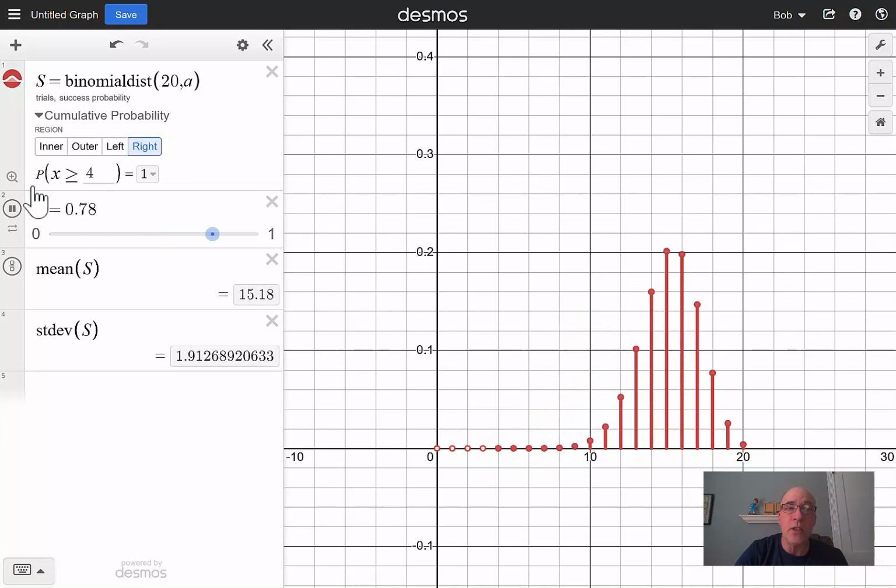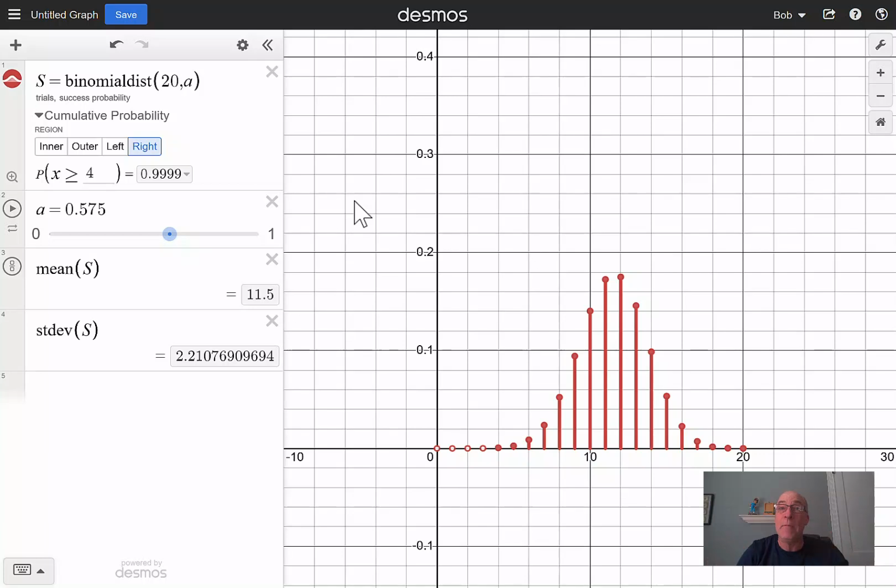You could also do this with the 20. You could change the sample sizes and investigate what happens when n times p is greater than or equal to 10. And when does it appear that a binomial distribution starts to appear reasonably somewhat like a normal distribution. So that was question 3 from last year's exam.